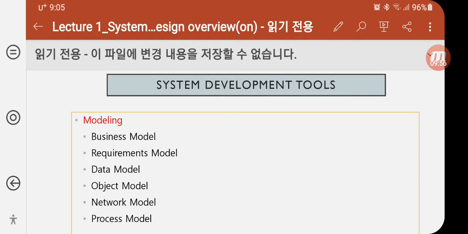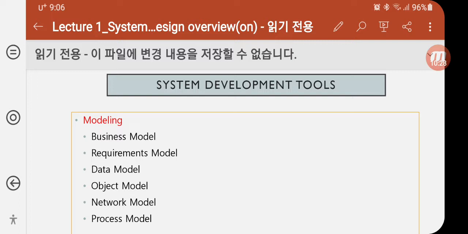System development tools, in other words, modeling: business model, requirement model, data model, object model, network model, process models, divided into 6 models.